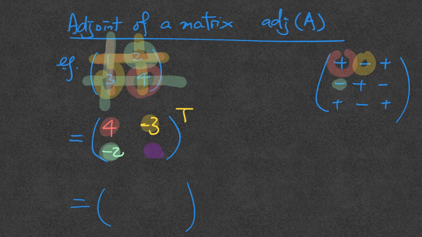While the purple one, I cross out the row, cross out the column, which is a 1. The sign is positive, so they will be fine. So at last, according to transpose, now you can write down the answer. So row 4, minus 3 will become vertical. Second row minus 2, 1 will become the second column minus 2, 1. So this is called the adjoint of A in a matrix of order 2.